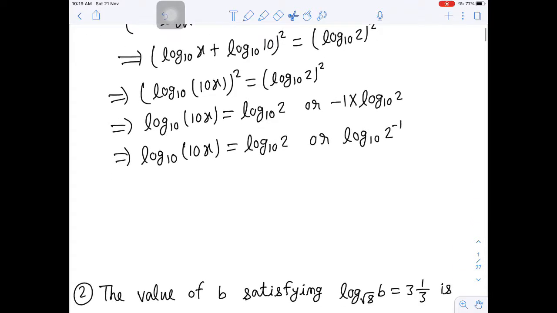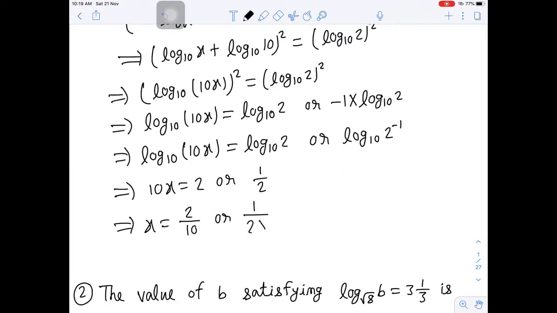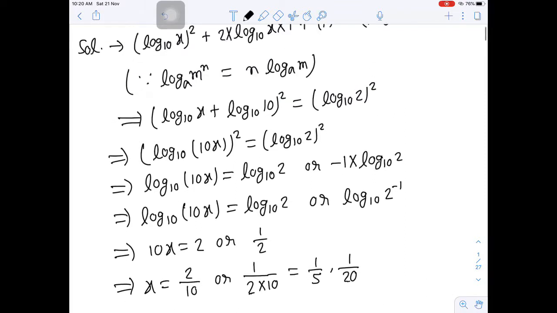Now if you compare both the sides, base is same, so if we cancel log and log, then we are getting 10x equal to either 2 or 1 by 2. So we'll get x equal to either 2 by 10 or (1 by 2) divided by 10. So 10 will come in the denominator. So either we are getting 1 by 5 or 1 by 20. This is the answer.